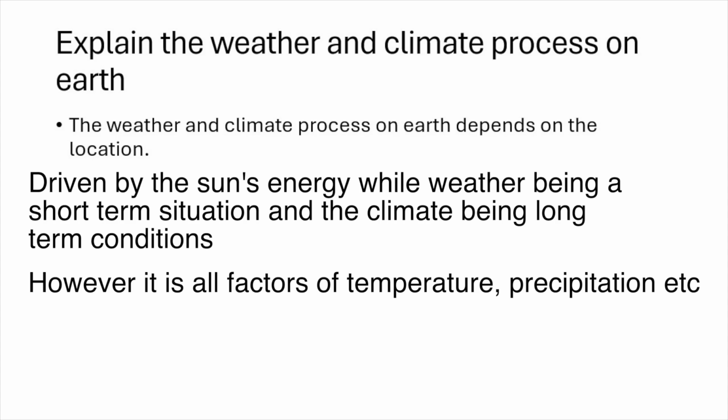Explain the weather and climate process on Earth. The weather and climate process on Earth depends on the location, driven by the sun's energy, with weather being a short-term situation and climate being long-term conditions. However, it is all factors of temperature, precipitation, etc.